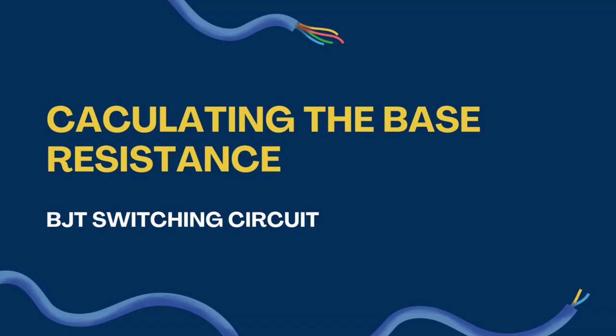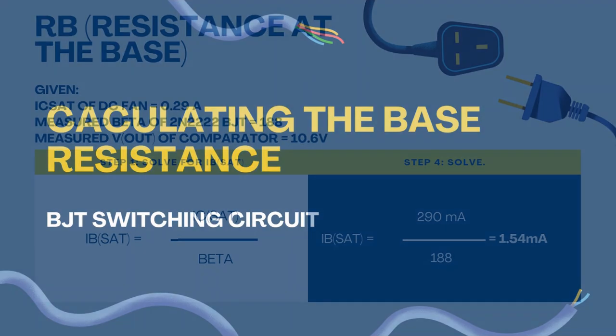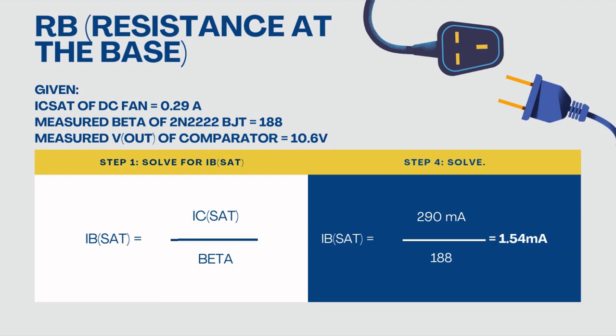Moving on to calculating the resistance of the resistor at the base terminal of the BJT switching circuit, the following values are given. IC sat of the DC fan is 0.29 amperes. The measured beta of the 2N2222 BJT is 188, and the measured output voltage of the comparator is 10.6 volts. In the computation, we will be using the real values to achieve accurate results.